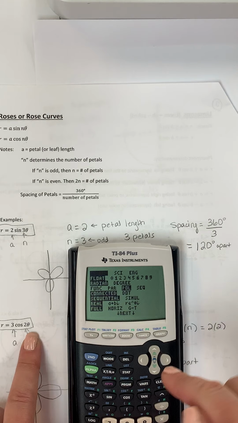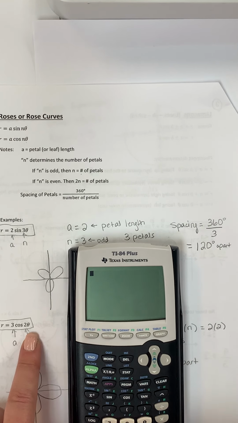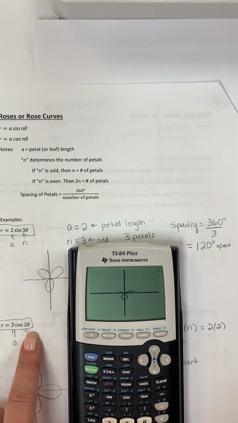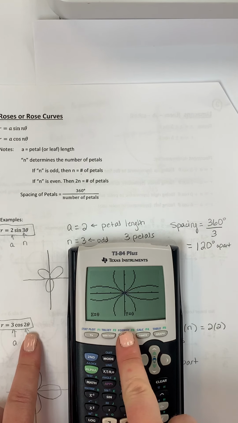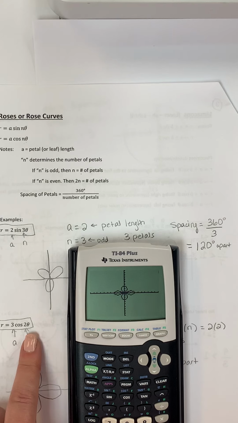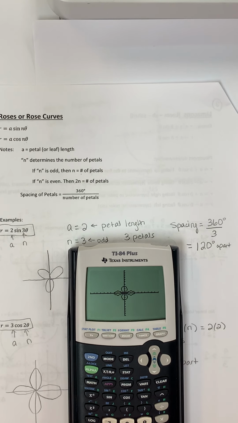Is my mode still in polar and radian? So I'm good. Okay. 3 cosine 2 theta. And we'll graph it. I don't know why it was being weird before. Let's see if we can zoom in a little bit, oh, that's too big. Okay. All right, we'll go back to standard. There it is. Okay, that is our rose.